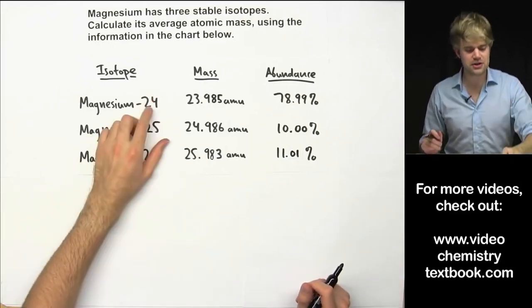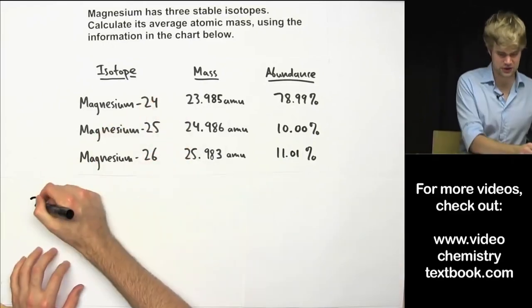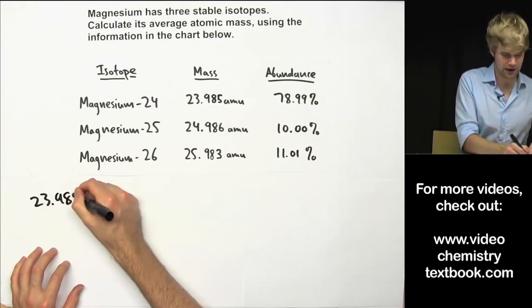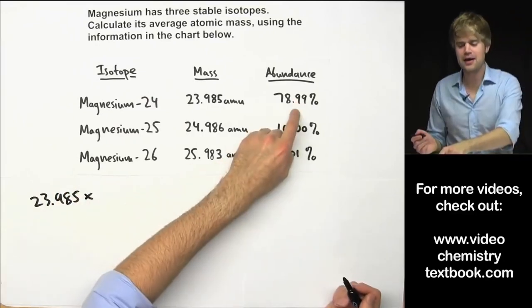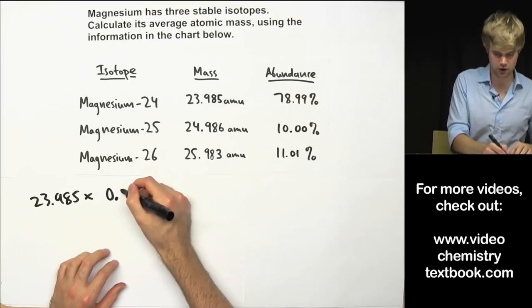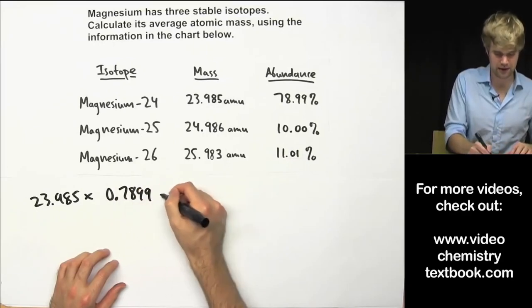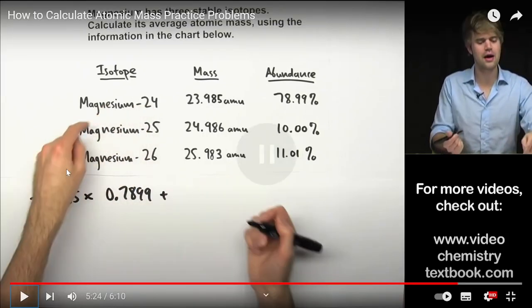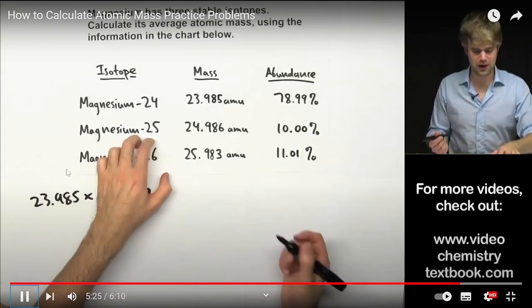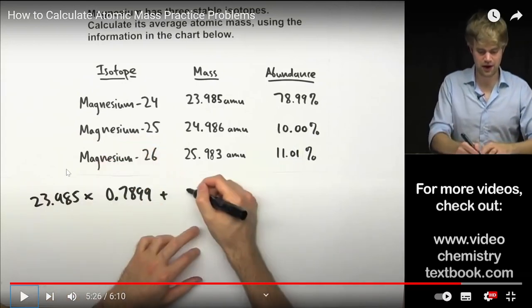So let's start with magnesium-24. We're going to want to take its mass, which is 23.985, and multiply it by its abundance, expressed as a decimal, 0.7899. That was magnesium-24. Now we're going to go on to magnesium-25. I'm actually going to let you guys try and finish this, and then we'll check our answer with Tyler. Using that first one that we did as a model, you guys can probably get this one. But if not, Tyler will teach us.